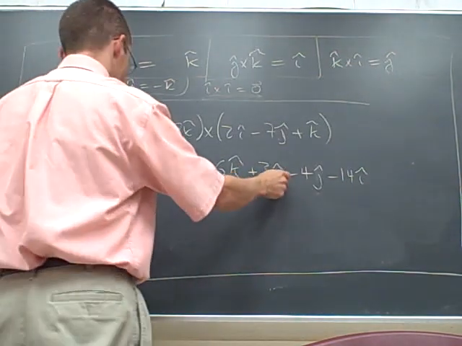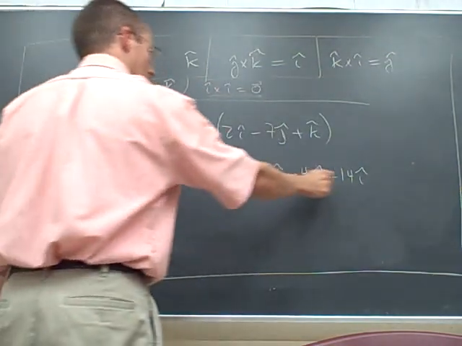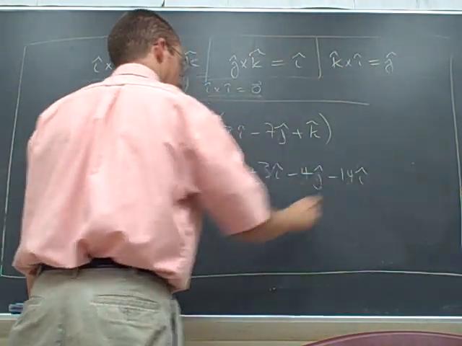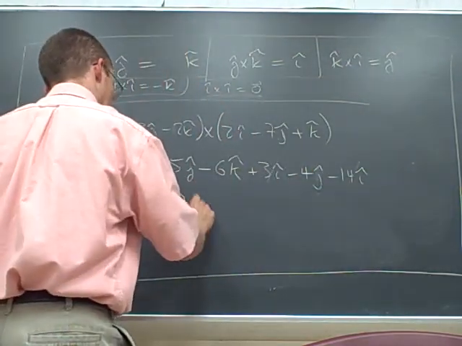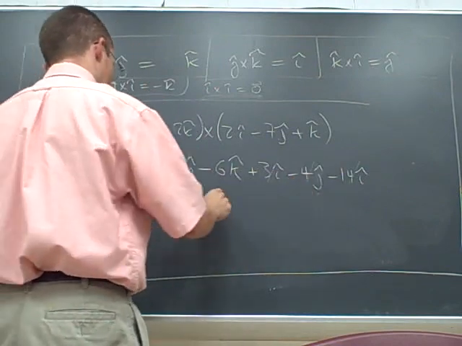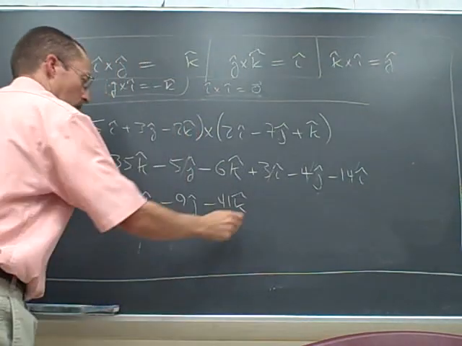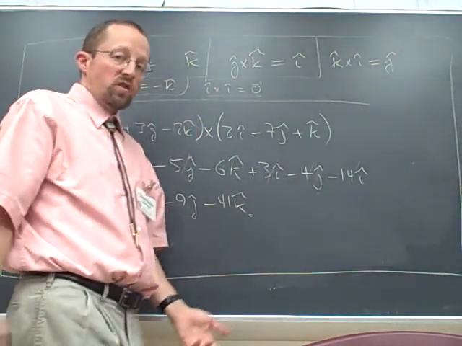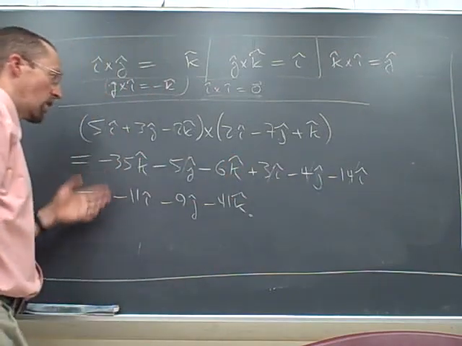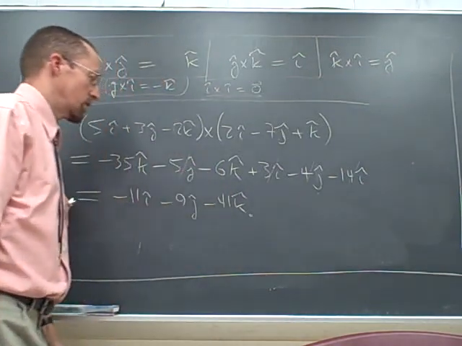And then I just collect. I get minus 11i, that's these guys, minus 9j, and minus 41k. They happen to be mostly all minus. Interesting. Okay. So that's not a terribly inefficient way to do it. You just actually calculate this out, just assuming this one crucial property that we haven't really proved, the distributive law.